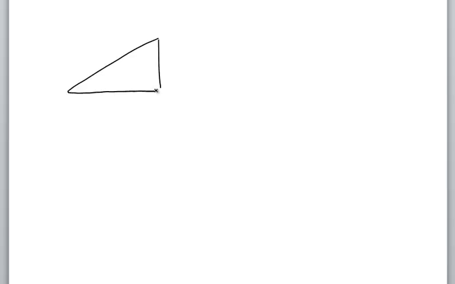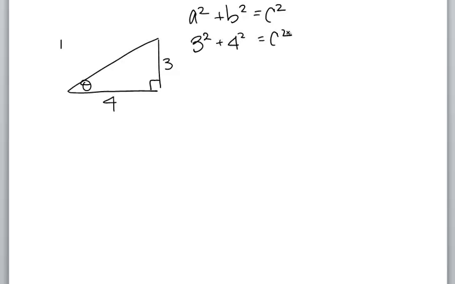We've been looking at right triangles, with a base angle of 90 degrees here. We have an angle theta. If I had a triangle with sides 3 and 4, we could use the Pythagorean theorem, a squared plus b squared equals c squared, to solve for the hypotenuse. So 3 squared plus 4 squared is c squared. 3 squared is 9, and 4 squared is 16, and 9 and 16 is 25. That is c squared, and so c is equal to 5. So the Pythagorean theorem tells us that our hypotenuse is 5.